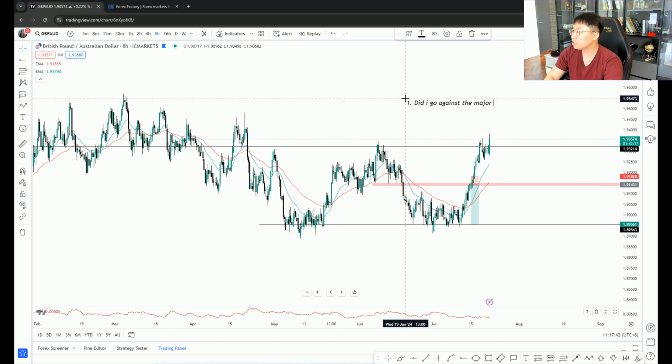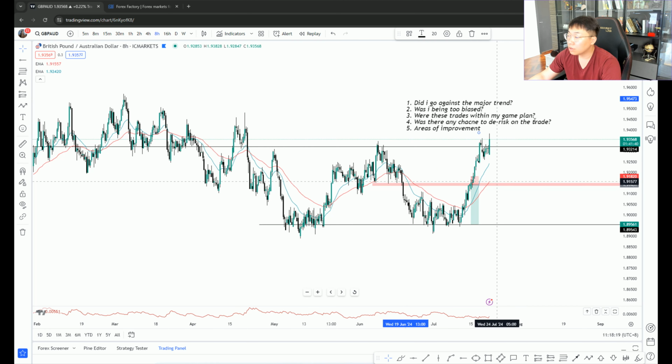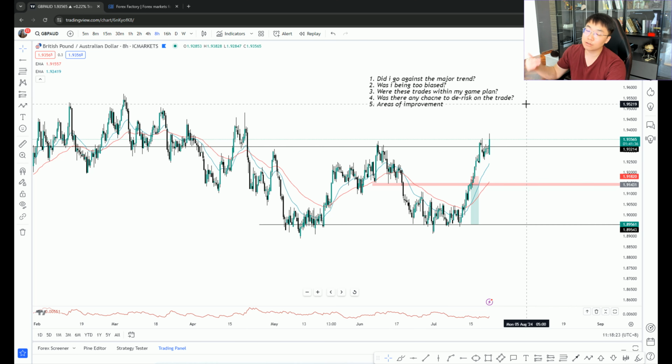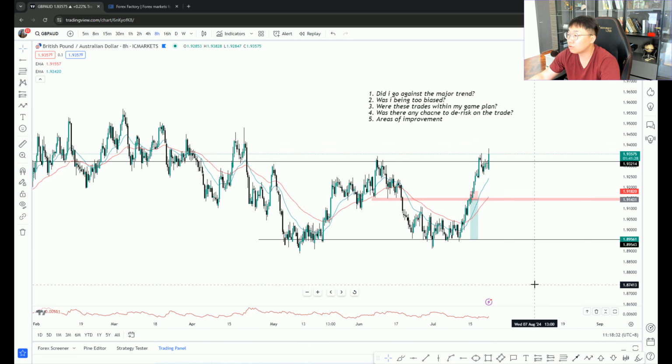So the first question is always, did I go against the major trend? Let me just write all the points here. These are the 5 points that I normally go through. I don't have a physical checklist anymore because these 5 things just naturally flow as I get more experience, as I know my usual routine.